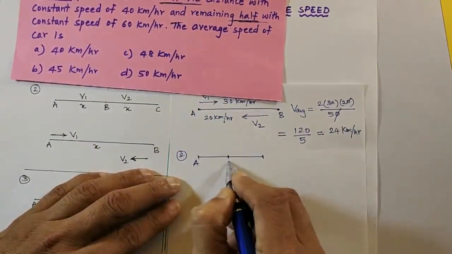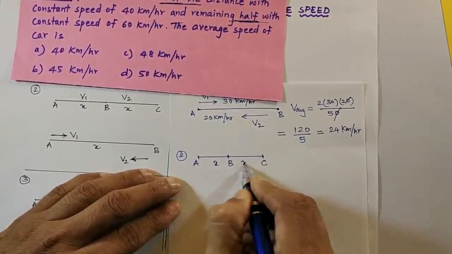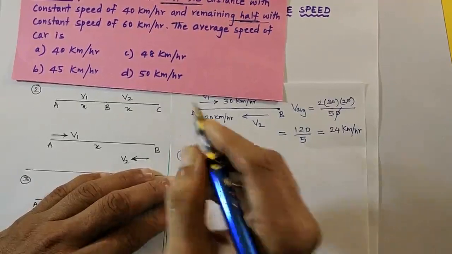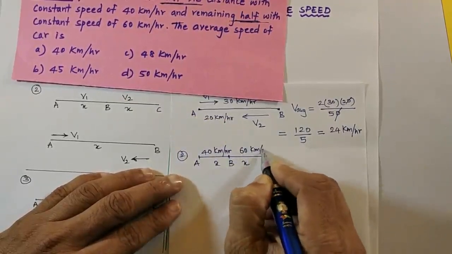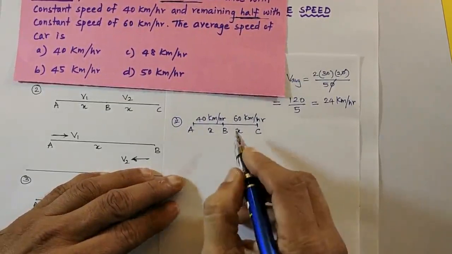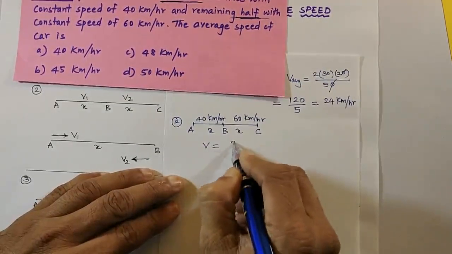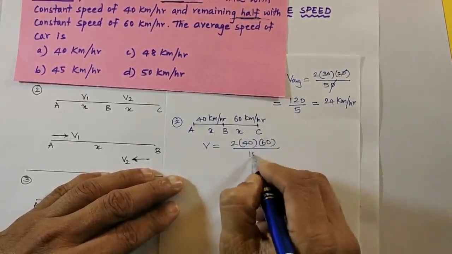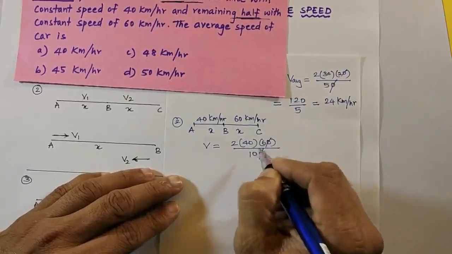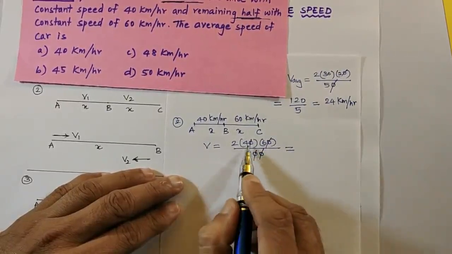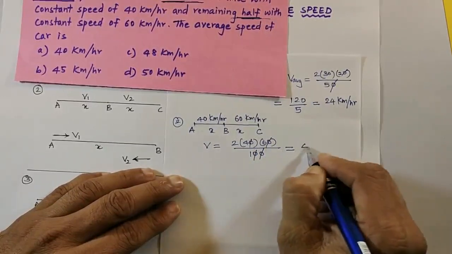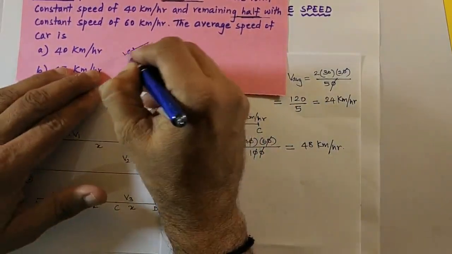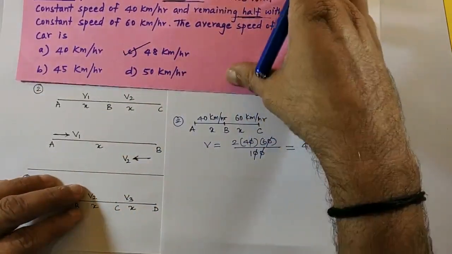So A, B is midpoint, C. So distance is same. So first half 40 kilometers per hour, second half is moving with 60 kilometers per hour. Then again average speed is given by V is equal to 2 into 40 into 60 divided by 40 plus 60, which is 100. So zeros get cancelled. So if you multiply 4 2s are 8, 8 5s are 40, 8 6 are 48 kilometers per hour. So our answer is C. Clear, student?